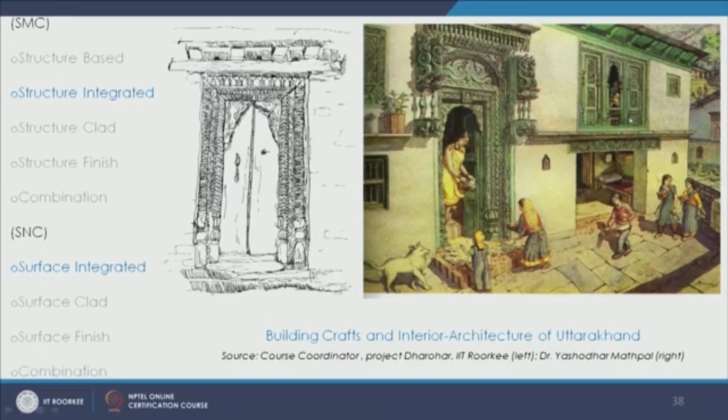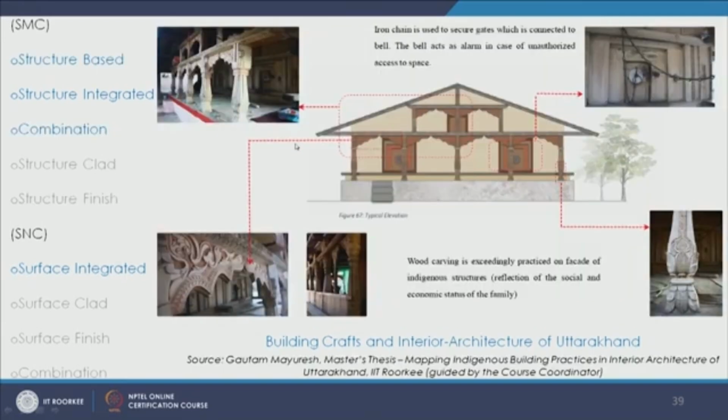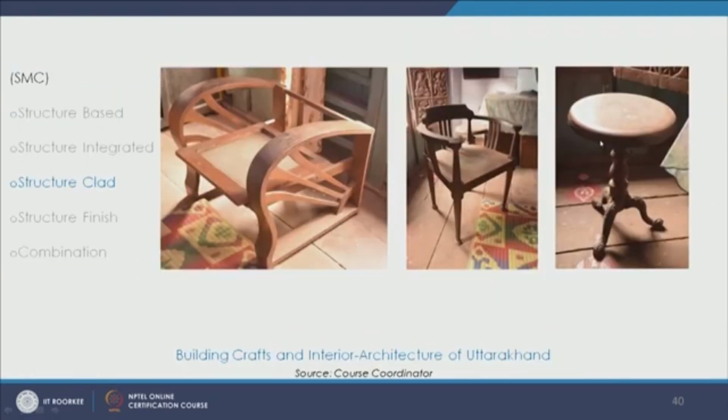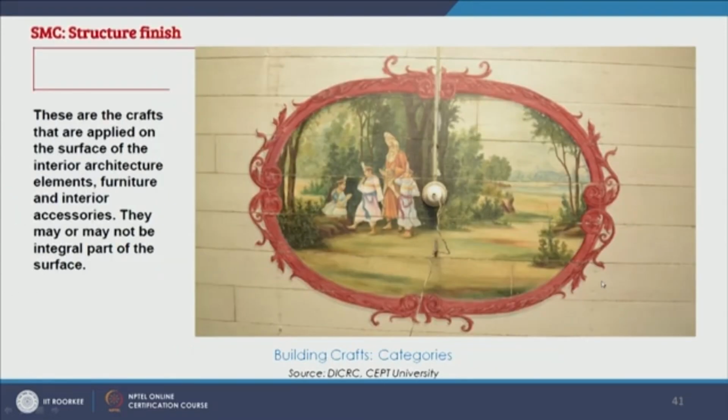This is Uttarakhand. Again we saw some examples. Here again, majorly the examples of Uttarakhand, and there is this analysis where we are trying to see different space making elements and different building crafts and how they create or enhance these spaces. Again some examples. This is the discussion that we had out of all the different categories, which one could we see in these furniture elements or interior architecture elements.